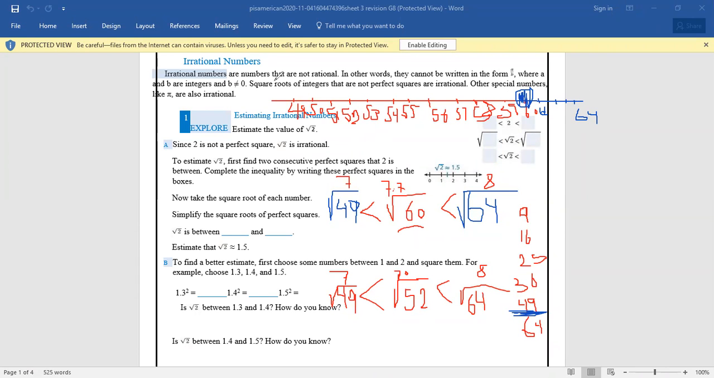We said that it lies between two numbers. The first number is what? 49. And the second is 64. Look at 60 now. Is 60 close to 64 or close to 49? 64. Is it at the middle exactly, or a little bit after the middle? After the middle, a little bit.